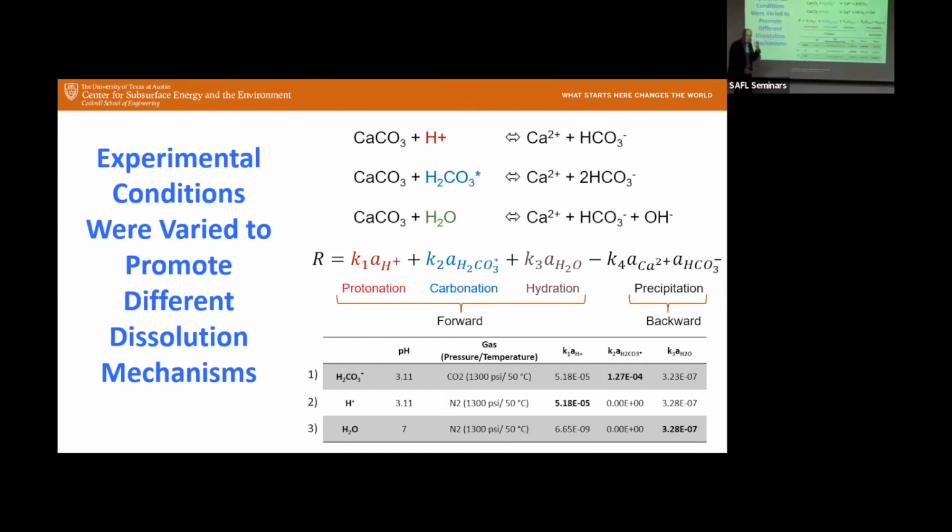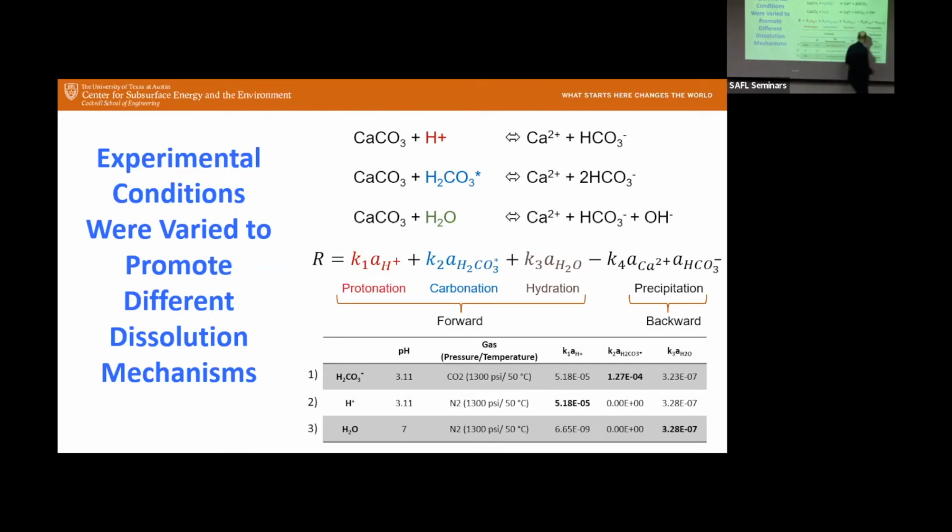So what we did was we set up the experiment in three different ways. Two of the experiments are at the exact same pH, but in one system, we adjust the pH with an acid, I think it was HCl, and so we get a pH of 3.11. In the other experiment, we do it with carbonic acid, CO2, and we get to the same pH. And in the third experiment, we don't have acidic conditions, and it is dominated by water dissolution.